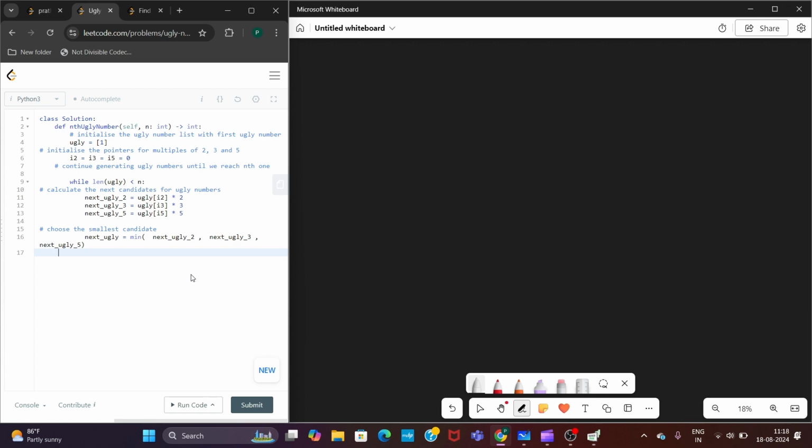And then we will simply append the next ugly to the ugly list over here. Then we will check if our next ugly is equal to next ugly 2, and then increment I2. Let me write it over here: increment the corresponding pointers.